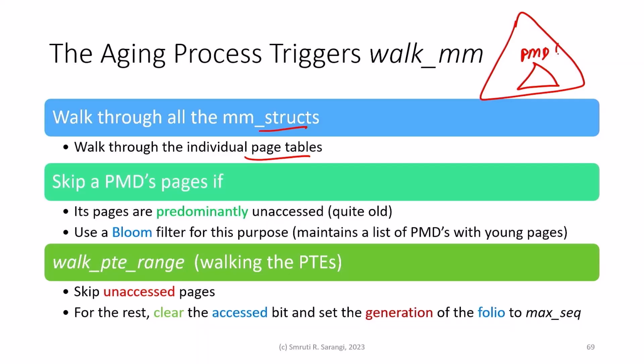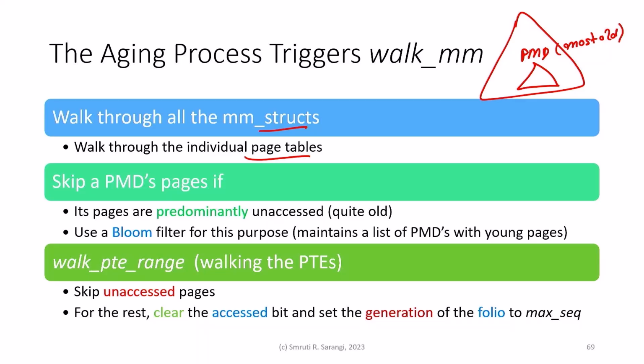If, let's say, most of it is old, I would like to just skip it. I'm not interested. This will speed up my page walk process. How do I do that? I do that by adding PMD entries to a Bloom filter. So if a PMD is predominantly young, I add it to a Bloom filter, right?